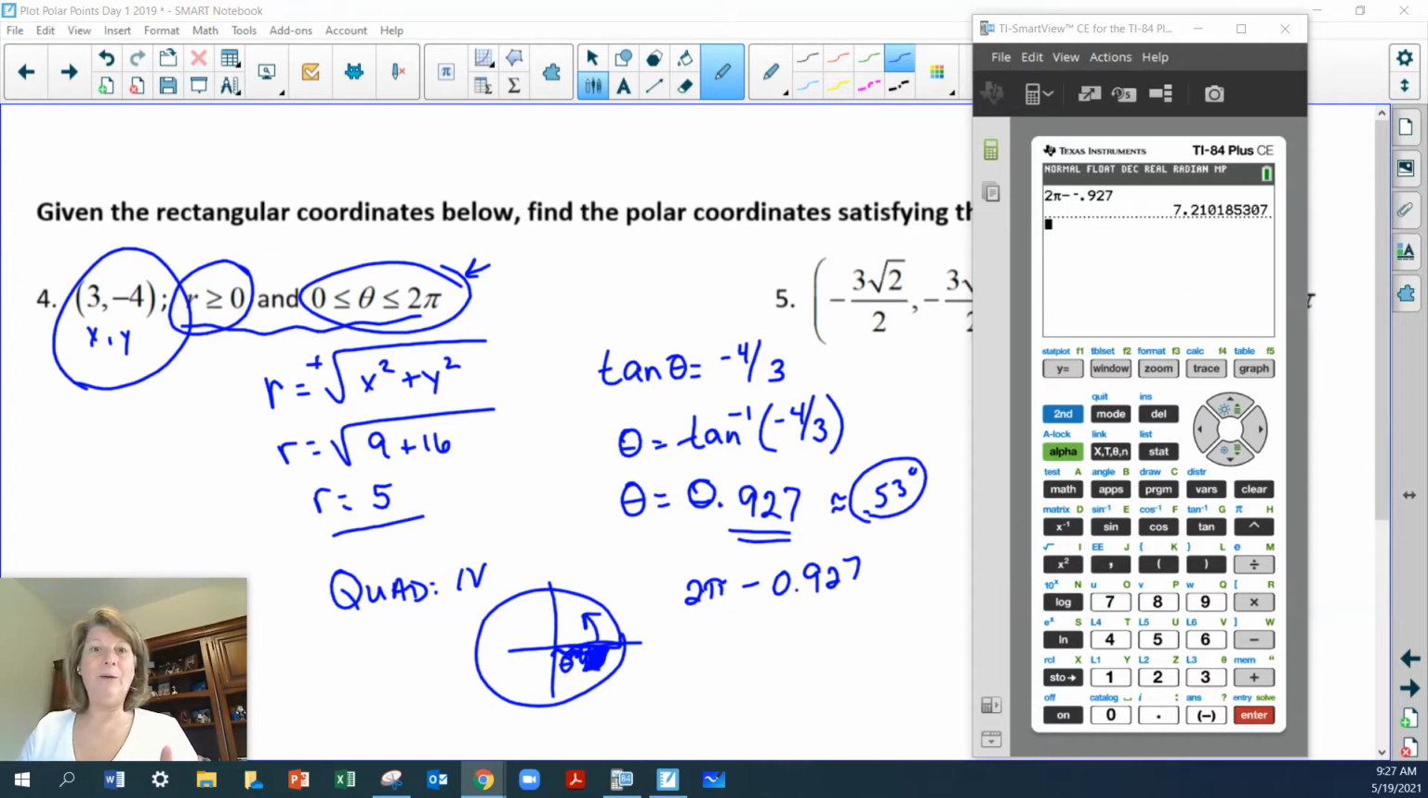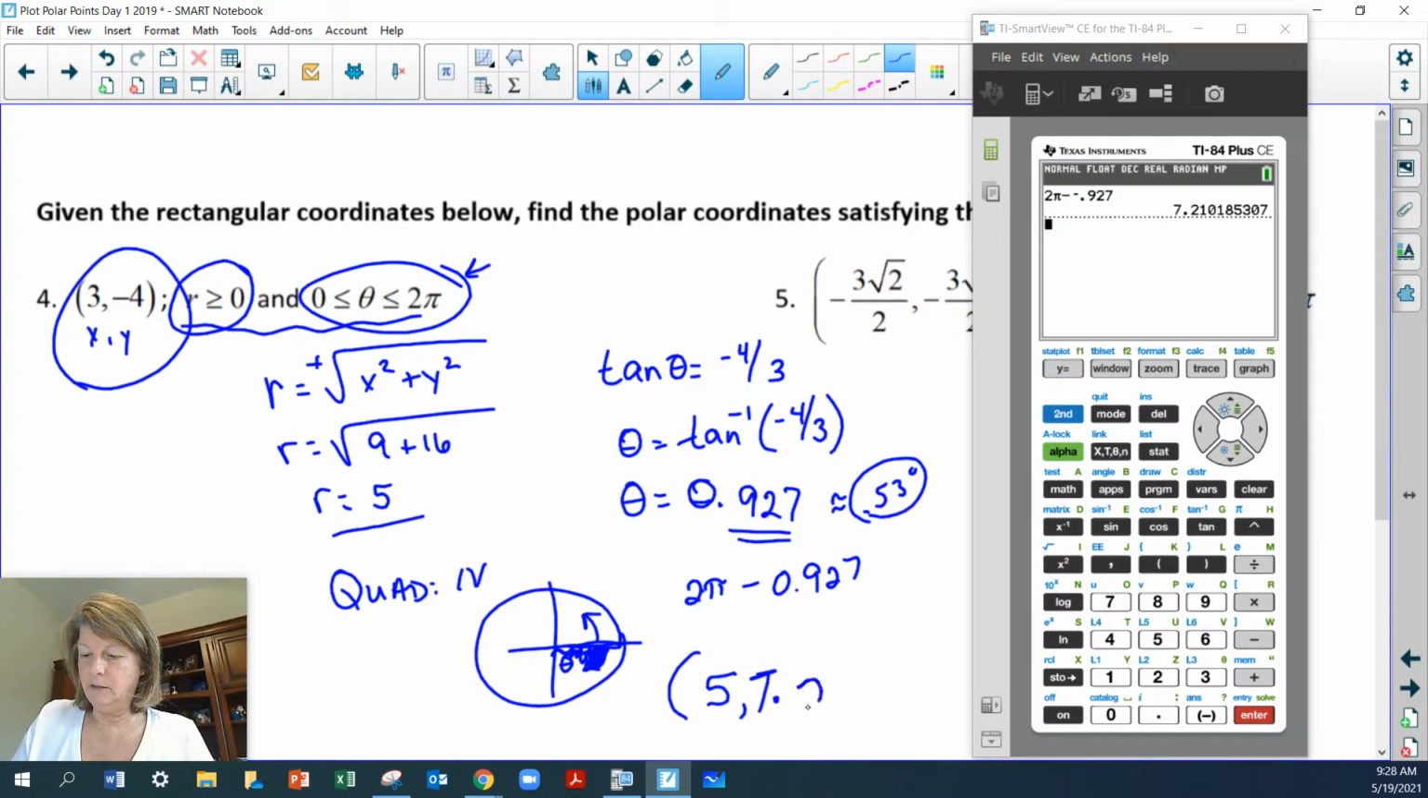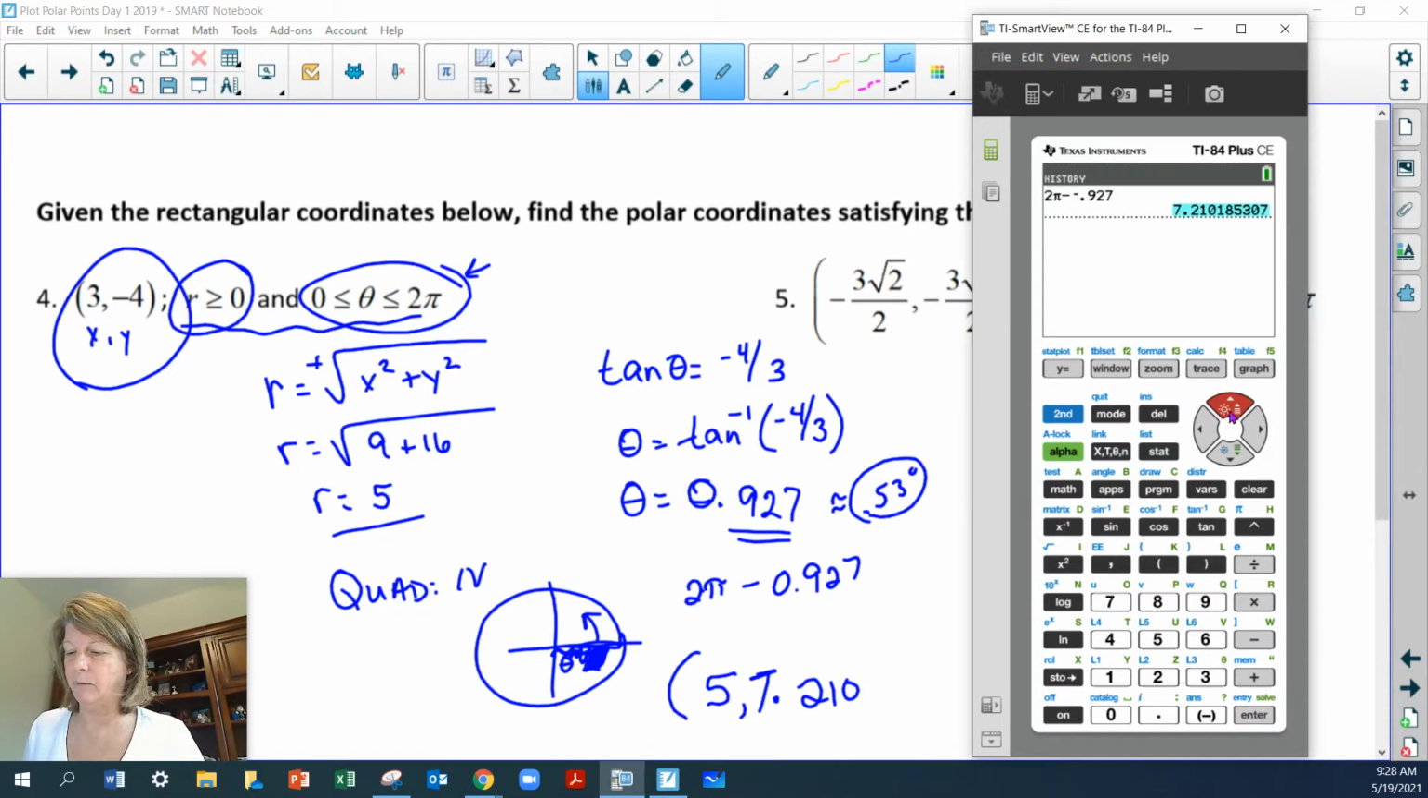Okay, I'm back with you, and doing my calculator, it looks like I came out with 7.210. So my ordered pair for this is going to be positive 5, because I was restricted on that, and then 7.210. That is not correct. I see I've got a double negative, and I was thinking that's bigger than 6.28. That can't possibly work. Here's what I think I did.